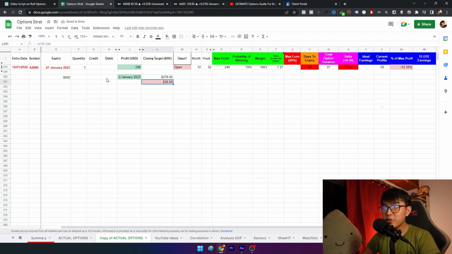So what is rolling the option? Essentially, you will buy back the option at whatever price it is, and most of the time it will be at a loss. There's this column M here. This "open" simply states that the option I sold here is still open in contract. So when I do buy back the option, let's say I buy back the option right now, it's closed. The first step you need to do when it comes to rolling the option is to plan to close your trade.